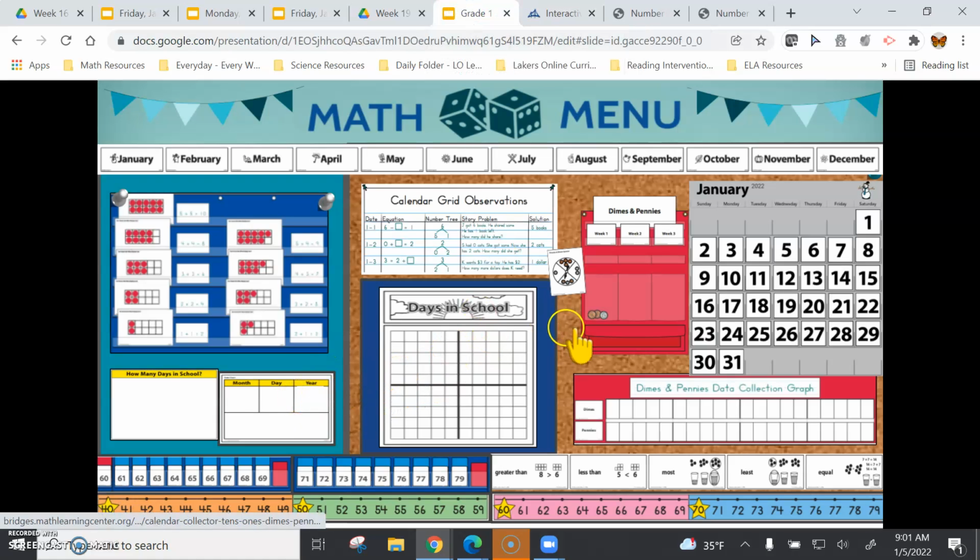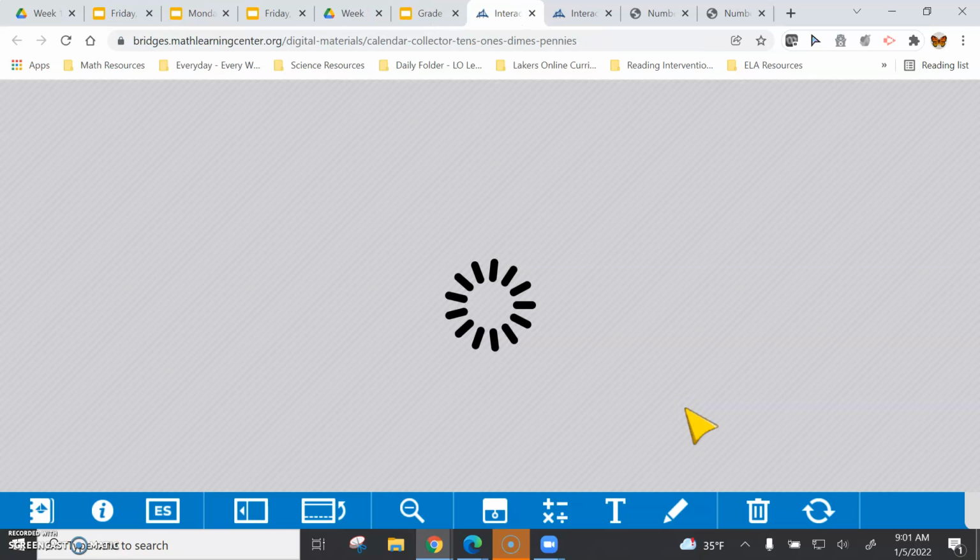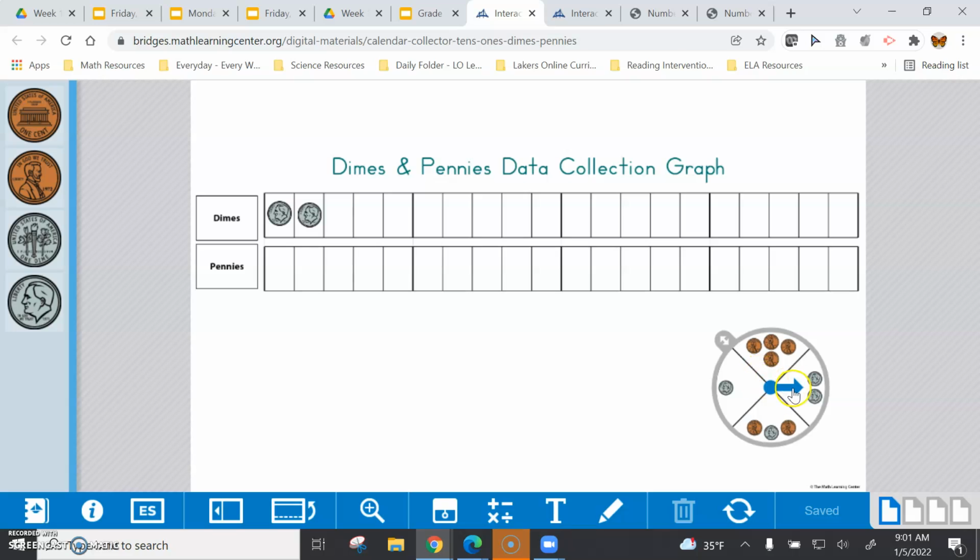What we are going to do now is turn our spinner and find out if we're adding pennies or dimes or both today. Let's find out. 4 pennies. So let's add 4 pennies to our chart. 1, 2, 3, 4. Does anyone remember how much a penny is worth? If you said 1 cent, yes, absolutely. So right now, at this moment, we have 2 dimes and 4 pennies. We are going to continue to add more to this graph each day.